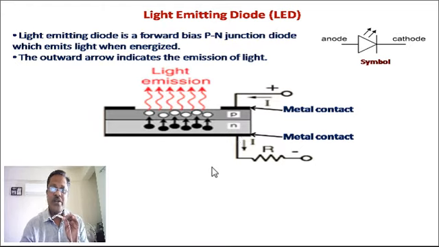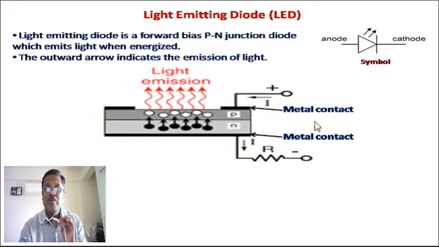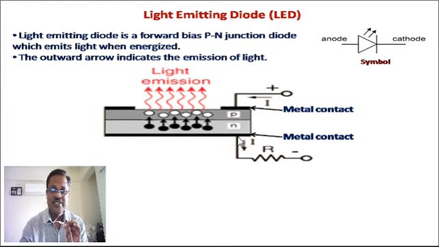Now light emitting diode is always operated in forward bias condition. So when the positive terminal of the battery is connected to the anode and the negative terminal of the battery is connected to the cathode, the light emitting diode is forward biased. When it is forward biased, the majority charge carrier electrons from n-type semiconducting material will cross the junction and enter into the p-type semiconducting material. So there is recombination of electrons and holes near the junction in p-type semiconducting material.